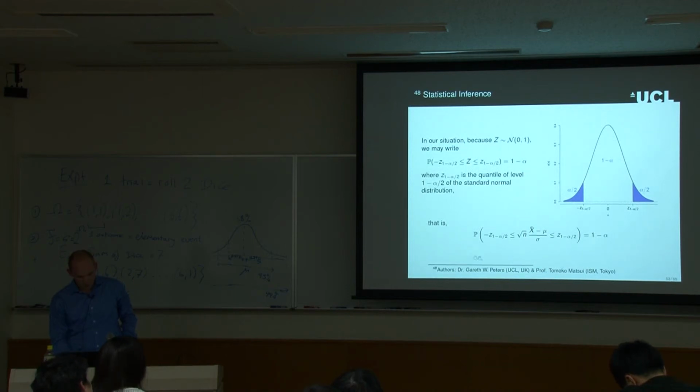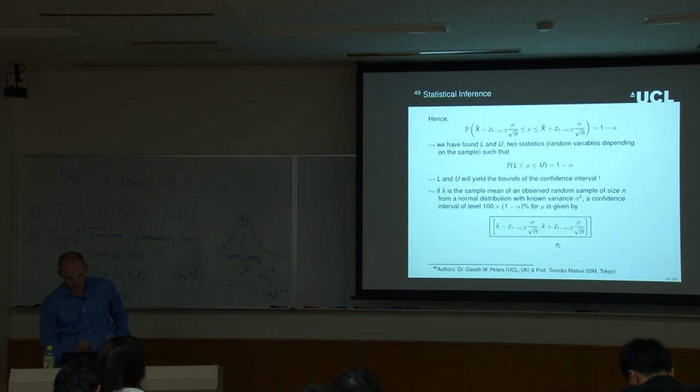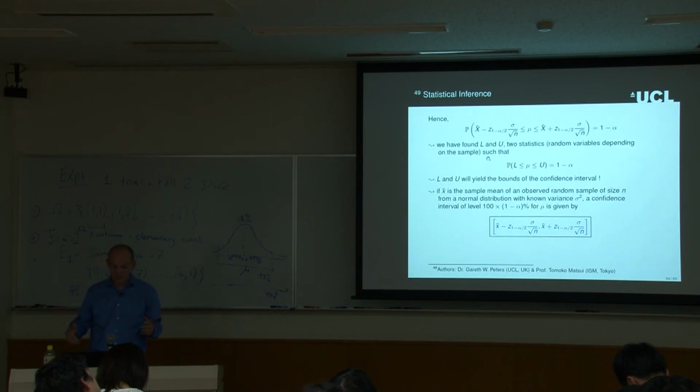Okay, so this expression is exactly the same as this expression here. So Z is equal to this value. So expanding this out, we have that the probability that mu lies between these two values is equal to 1 minus alpha. And of course, we found these L and U, which are two statistics, random variables, that we're looking for.